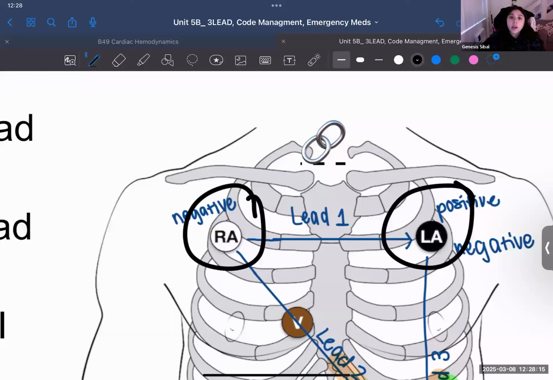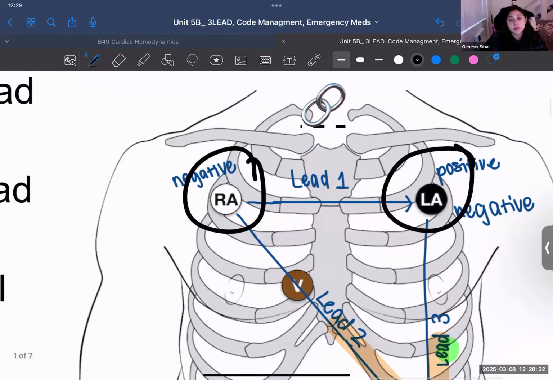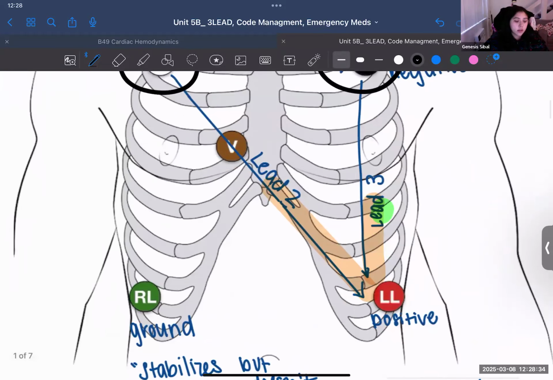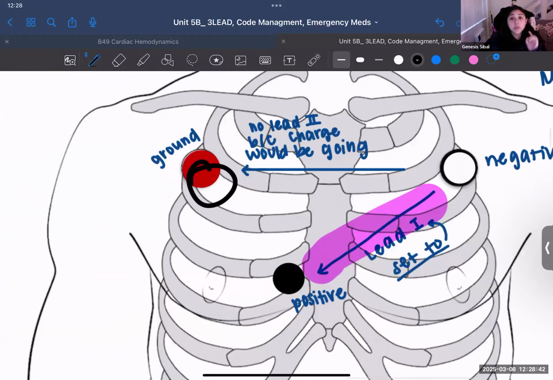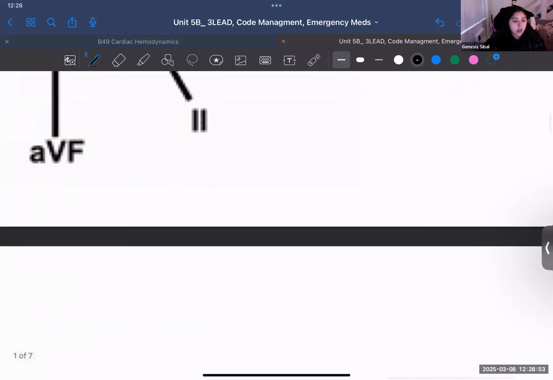I think when we're talking about the three lead, I understand why it gets confusing. All you have to remember is that the left top one, the LA, is your positive electrode in lead one, and then in lead three it becomes negative. The only other thing is that your bottom left leg one is positive. So when we look at lead three, even though we switch colors, the bottom one is still positive, and the top one is going to be negative. That is a lead right there.